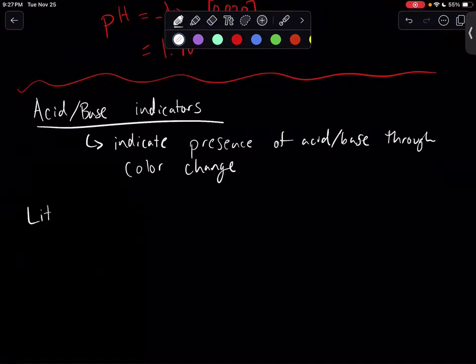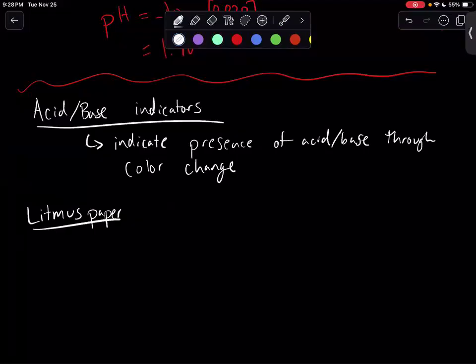One of the common types we'll see in labs is litmus paper. This is probably the most generic qualitative acid-base indicator. We kind of use it like we use phenolphthalein. You'll have blue litmus paper that turns red, which shows you it's an acid. If it's red and it turns blue, it's a base. And that's pretty much it with the litmus paper. It's a very simple qualitative measurement.